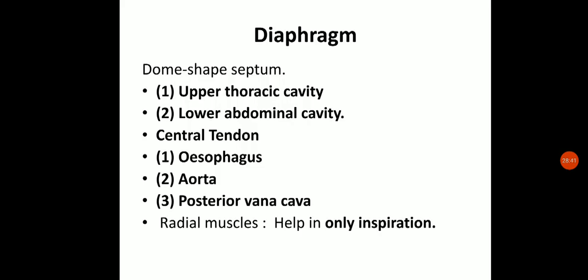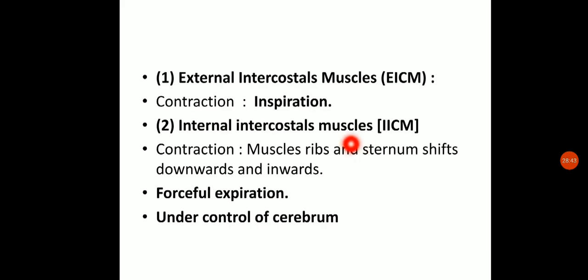Right now you have to understand that the external intercostal muscles, on contraction, are responsible for inspiration, that is, for inhaling the gases. While the internal intercostal muscles, during contraction, what will happen? The ribs and sternum shift downward and inwards, and they are responsible for forceful expiration. Both of these intercostal muscles, external and internal, are under the control of the cerebrum.